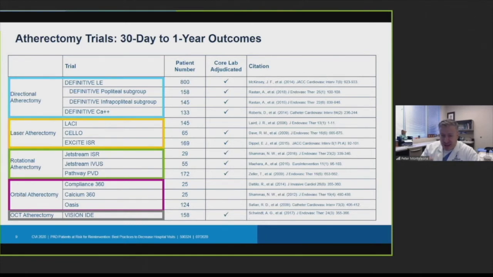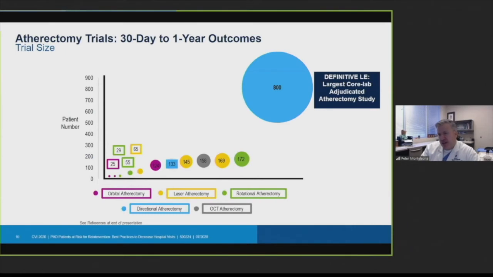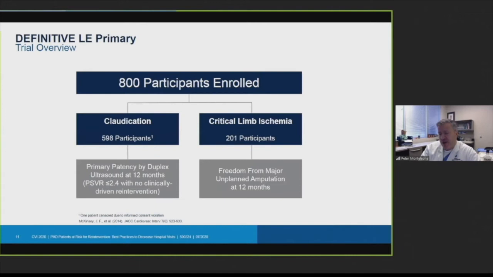There's quite a bit of data that exists in atherectomy, and it's worth highlighting here, especially in context of the data conversations we're having throughout this session, that when we talk about directional atherectomy, quite a few patients have been studied. So 800 patients within the DEFINITIVE trial series, also the largest core lab adjudicated study of atherectomy in lower extremity PAD. So in DEFINITIVE LE overview, 800 patients were enrolled into the trial.